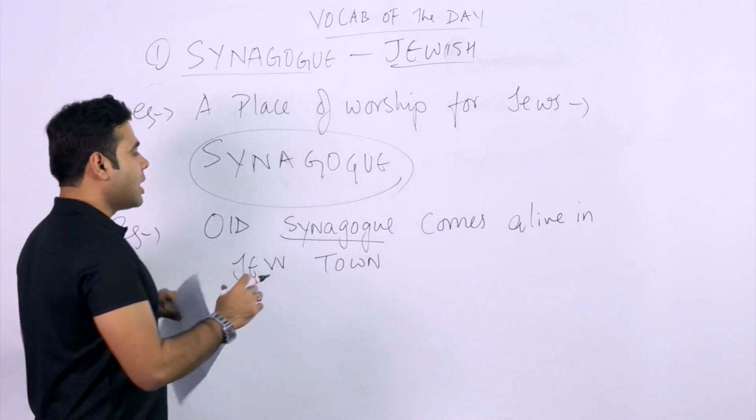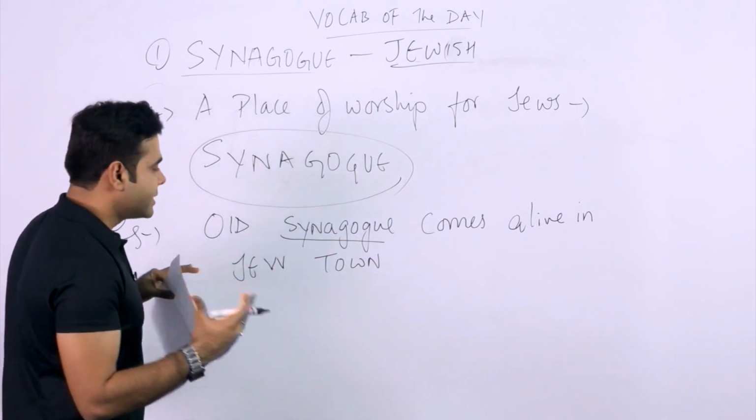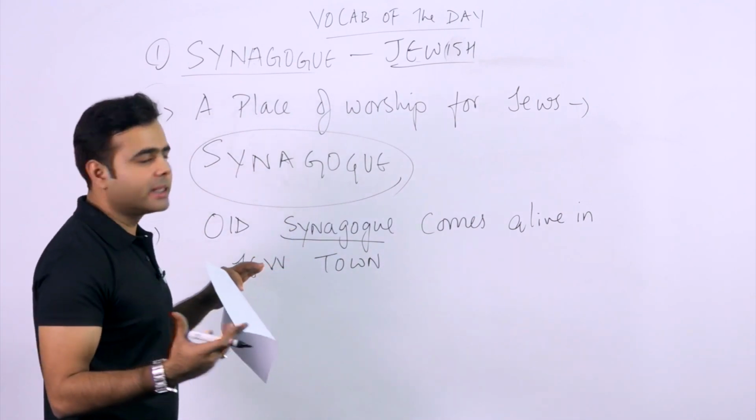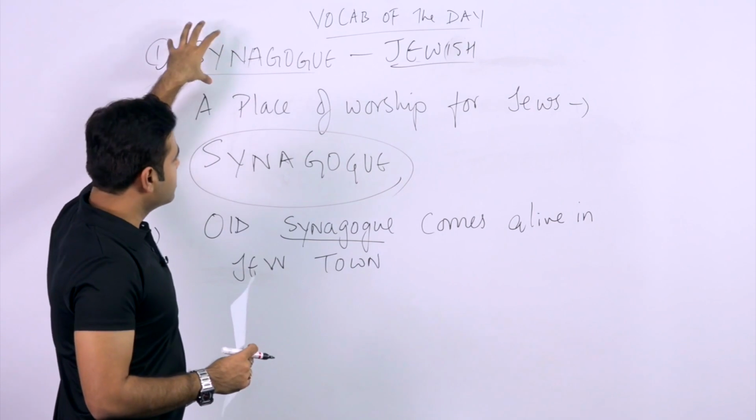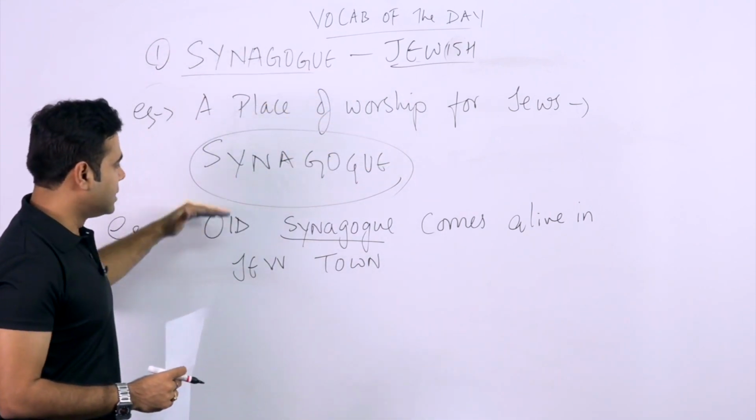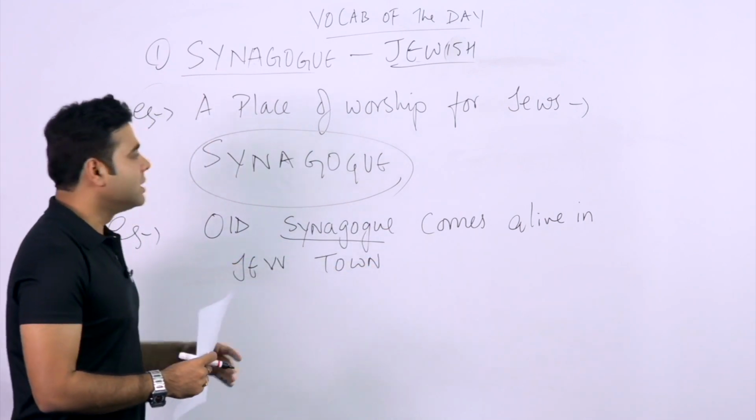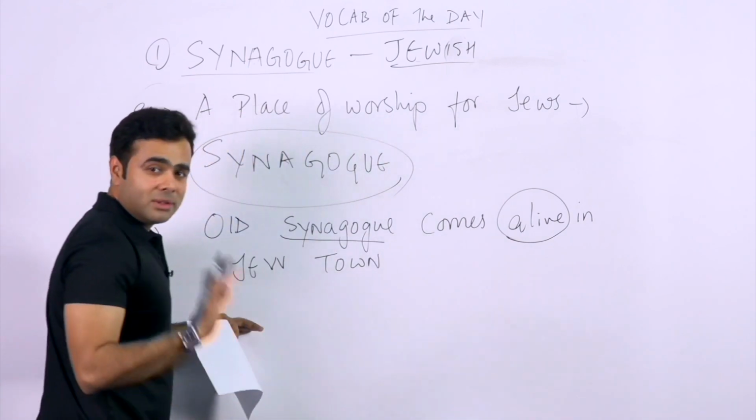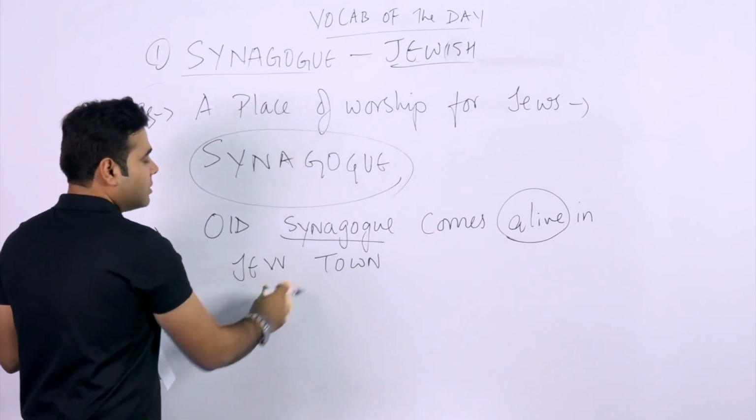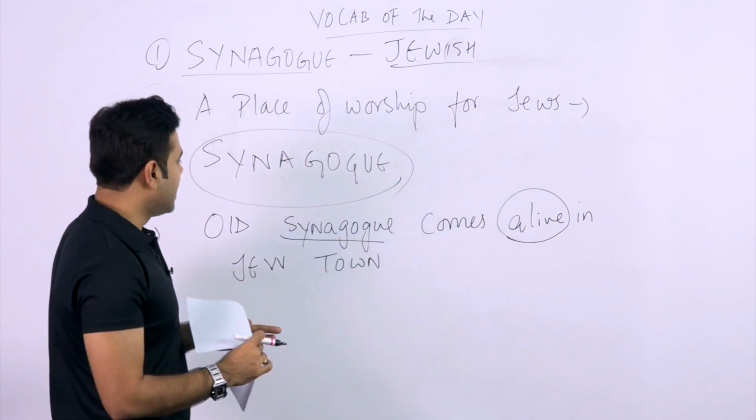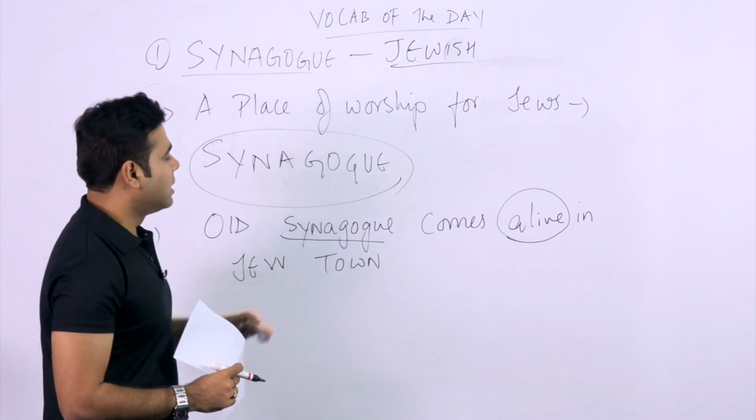Now, synagogue, how will you remember? Some of the students must be thinking, "Sir, we have understood the meaning of synagogue. This is a place of worship for Jews, and old synagogue comes alive." Alive is like someone who is not dead, someone who remains alive. So you can say Jew town. Exactly, the sentence has been taken from the Hindu newspaper. So I hope you have understood the particular meaning.